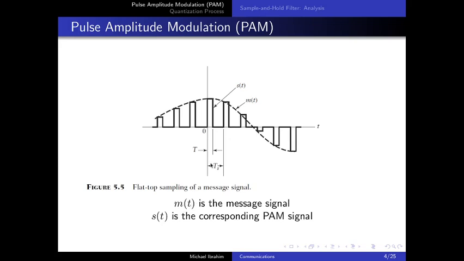M of t is the message, the dashed line, and S of t, this one, is the corresponding PAM signal. And here we have two symbols we need to take good care of. TS is the sampling interval. It's the separation in time between two consecutive samples. Whereas capital T over here is the pulse width. As we're going to see, the pulse width will have a great effect on the bandwidth required for transmitting the PAM signal, as well as it will affect the recovery of the message, as we're going to see later on.